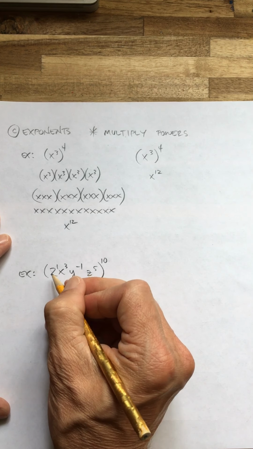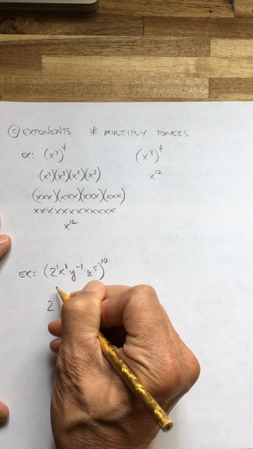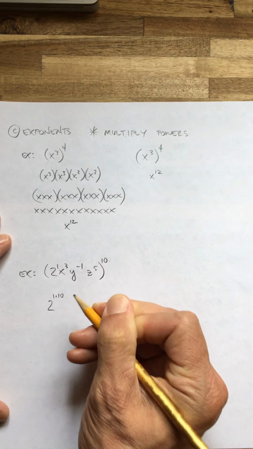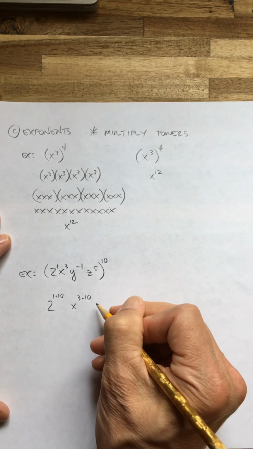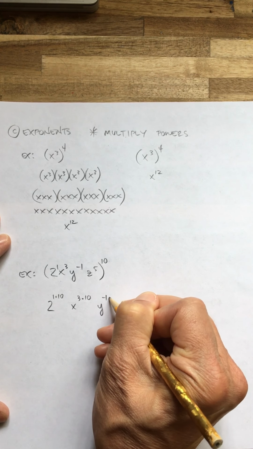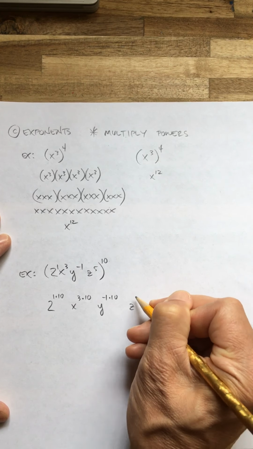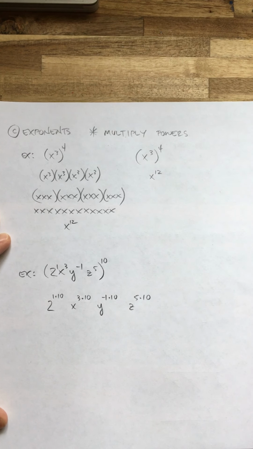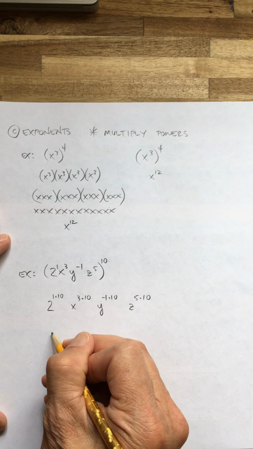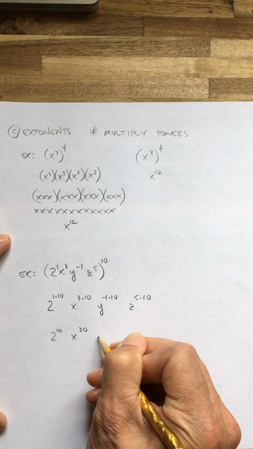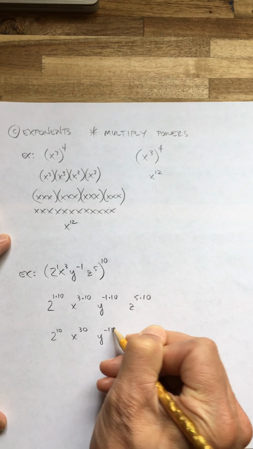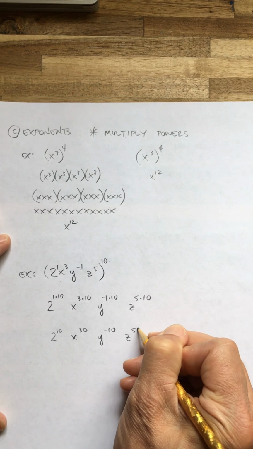So now it's a 2 to the power of 1 times 10. It's an x to the power of 3 times 10. It's a y to the power of negative 1 times 10. And it's a z to the power of 5 times 10. And so now we have 2 to the power of 10, x to the power of 30, y to the power of negative 10, and z to the power of 50.